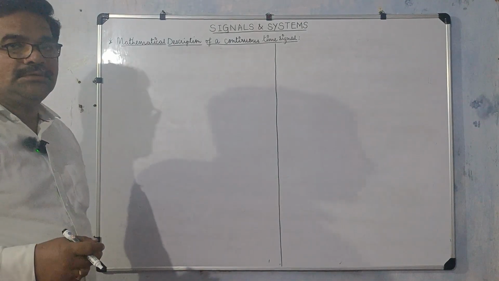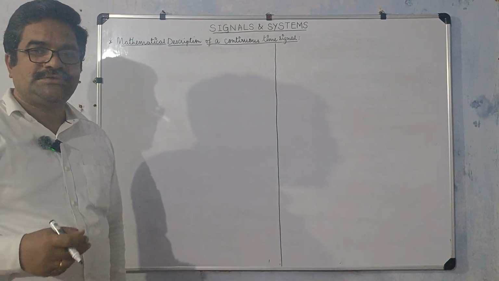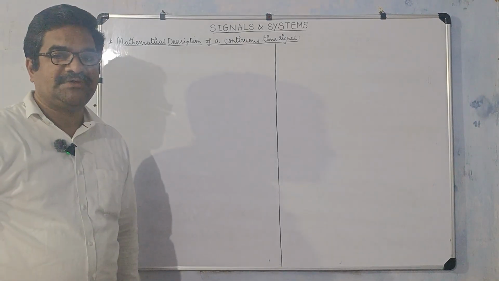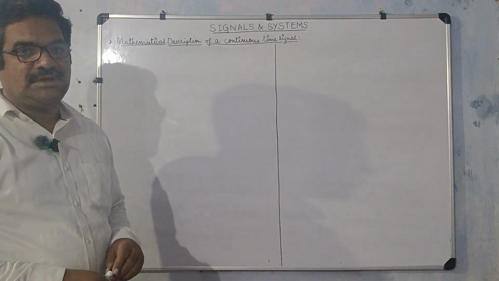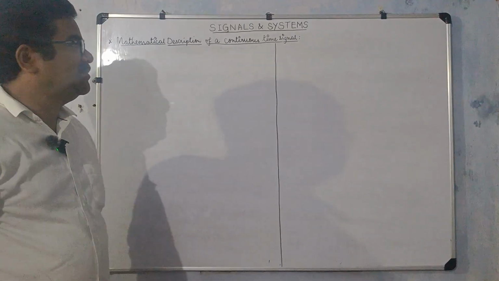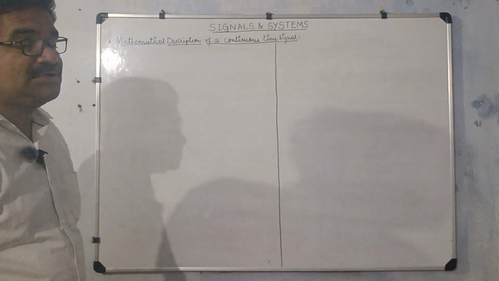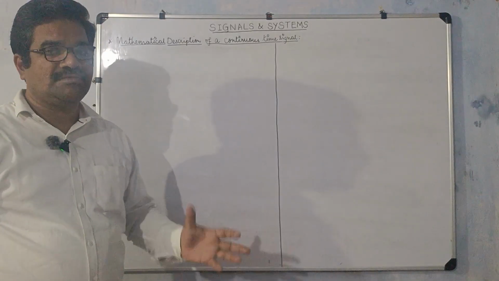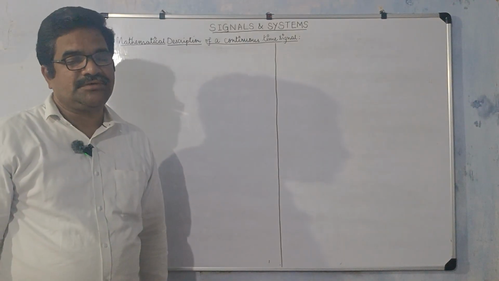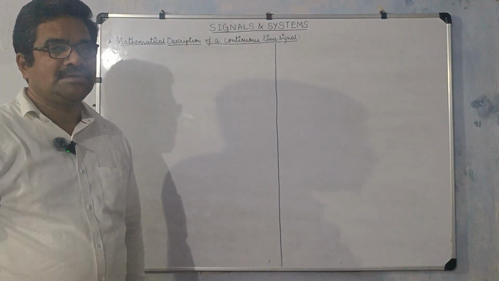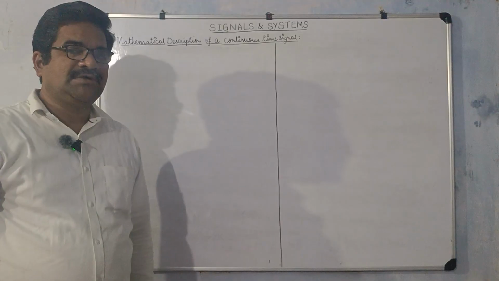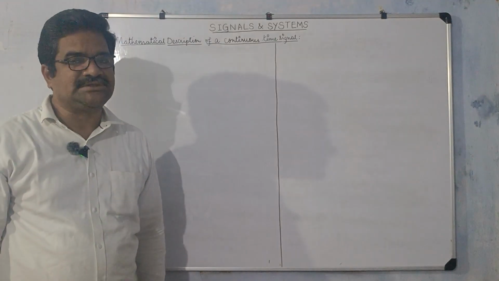Hello everyone. So far we have seen what is a signal, what is a system, and also different types of signals. Okay. The next topic is mathematical description of a continuous time signal. That is, whenever you have a certain signal, how do you describe it mathematically? This mathematical description is useful for analysis of systems.